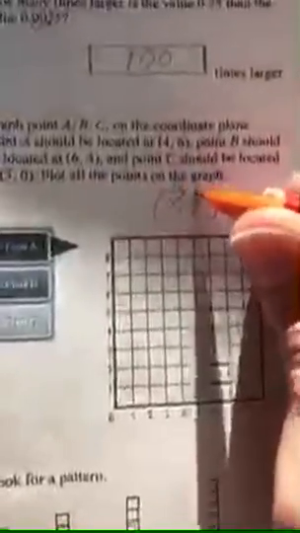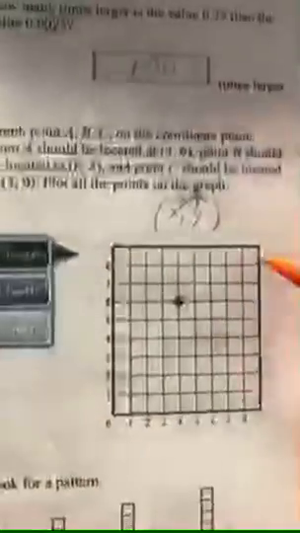It says graph point A, B, and C on the coordinate plane. Point A should be located at 4, 6. Point B should be located at 6, 4. And C should be located at 3, 0. Now, guys, please remember that when you're talking about these coordinates, 4, 6, the first one is your x coordinate and the second one is your y coordinate. The x coordinate, we always want to run first before we jump. We're going to go to the right and then go up. So here, I'm going to go to 4, 6, go across 4 units, up 6 units, put my little dot there, and then I'm going to label it with an A, point A.